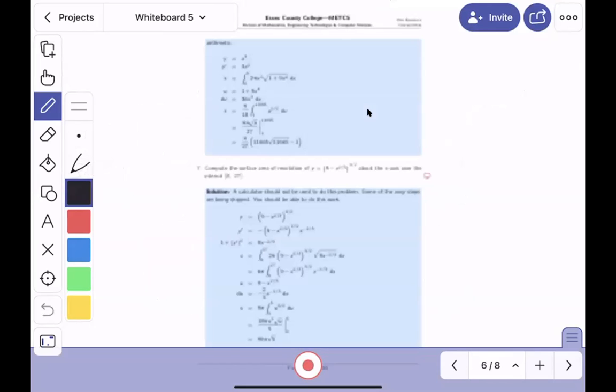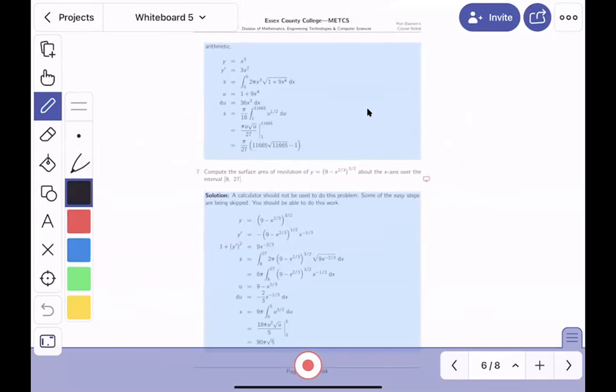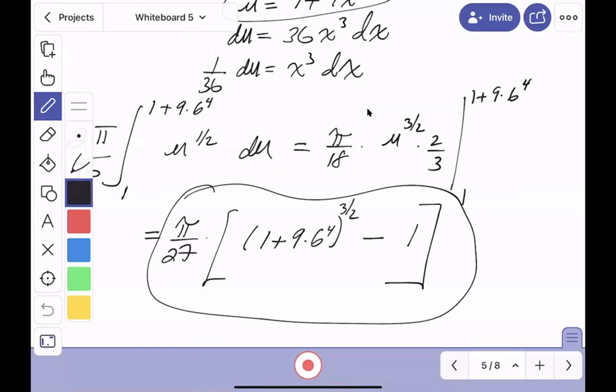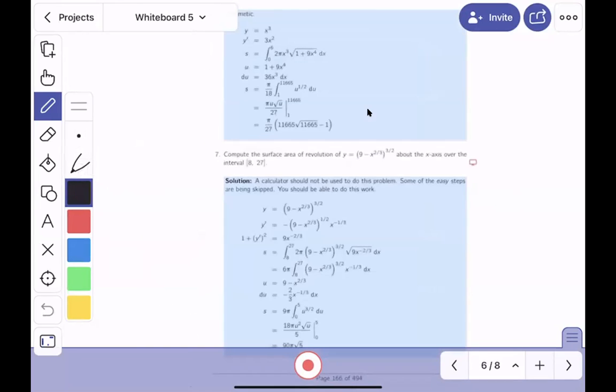On the next page, let's look at the answer key and see if I got that. I didn't do the arithmetic though. Let me see if I got the 3 halves, pi over 27. Did I do that? Yeah, we did it. We got it. All right. The only thing I really didn't do was the number computation.